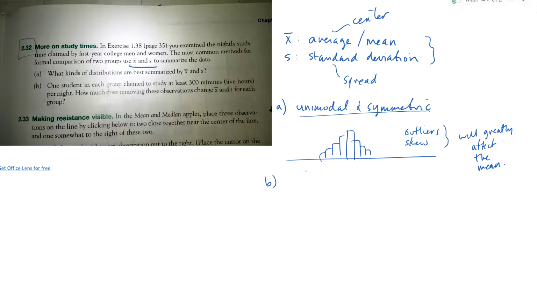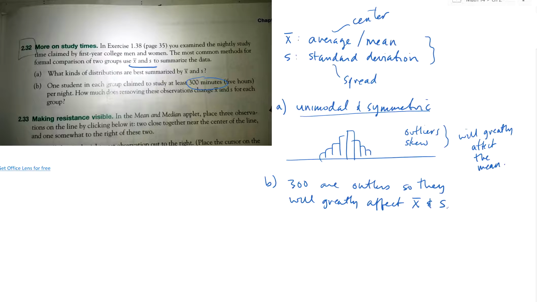B, one student in each group claimed to study at least 300 minutes per night, 5 hours a night. That's crazy, unless I guess you're a doctor or something. How much does removing these observations change X bar for each group? Since these are outliers, 300 are outliers, so they will greatly affect X bar and S, right?